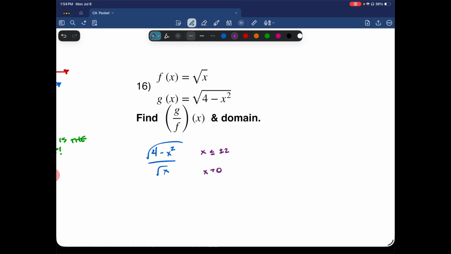Okay, so that means I have domain negative 2, 0, 2 on top. I have brackets this time. And then on the bottom, I have greater than 0. So it gets parentheses. And again, my answer is in the overlap.